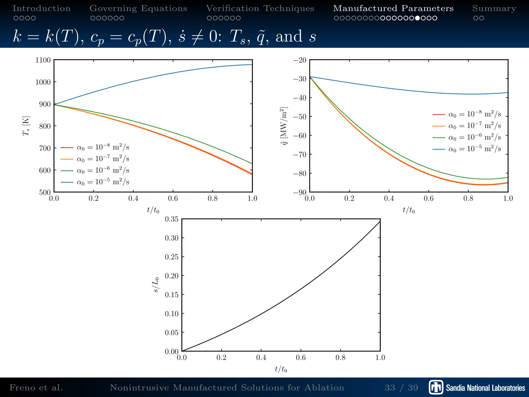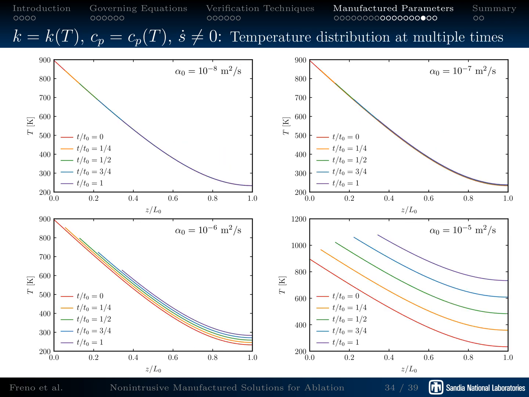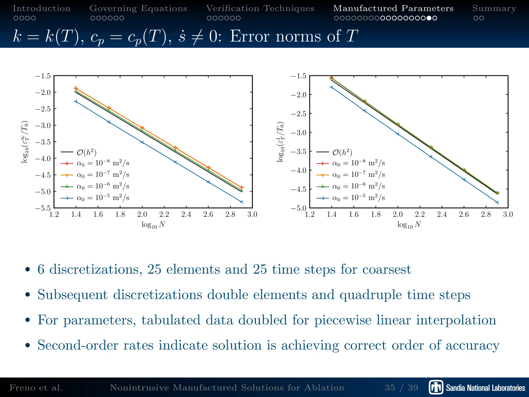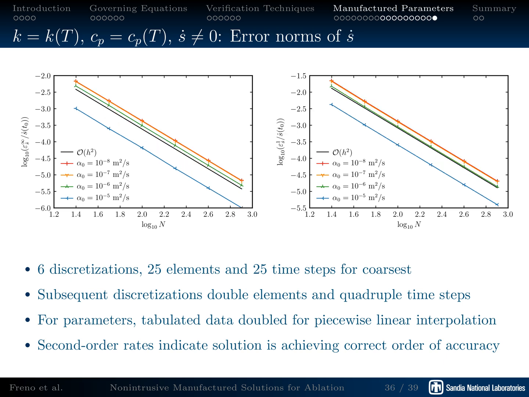Given our choices, here are how the ablating surface temperature, heat flux, and recession vary with time for multiple thermal diffusivity values. We have deliberately induced a large amount of recession to fully exercise the mesh deformation implications. On this slide, we see how the temperature varies along the ablating material at multiple instances in time, also for multiple thermal diffusivity values. Once again, we perform a mesh convergence study using the L infinity norm on the left and the L1 norm on the right. We expect these convergence rates for the temperature error norms to be second order, which they are. If we look at the convergence rates for the recession error norms, they too are second order.